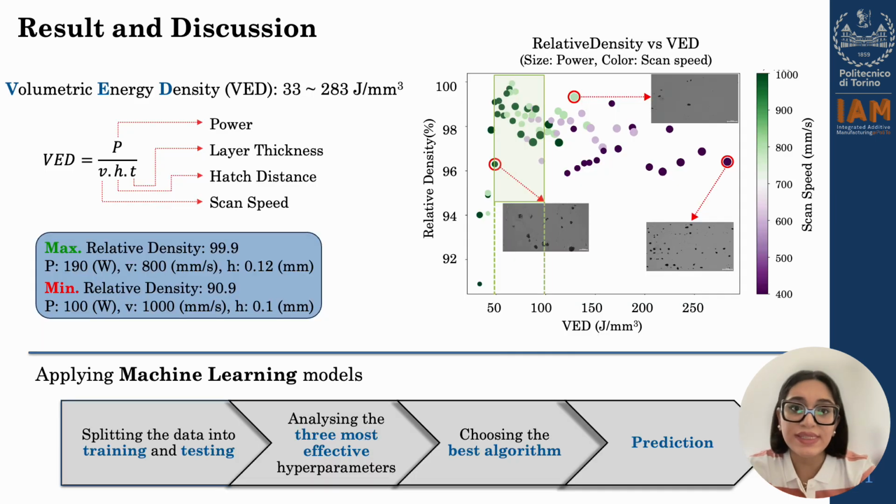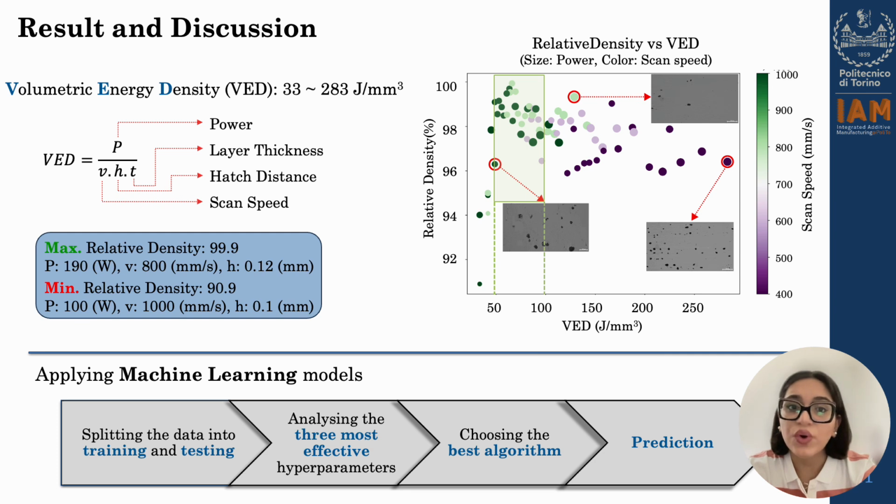The relative density of all of the samples here is plotted against volumetric energy density, which reflects the combined effect of different process parameters as energy input per unit volume. As shown in the figure, insufficient energy density results in lack of fusion defects, while excessively high energy densities can cause gas-induced porosities, both of which reduce relative density in this alloy.